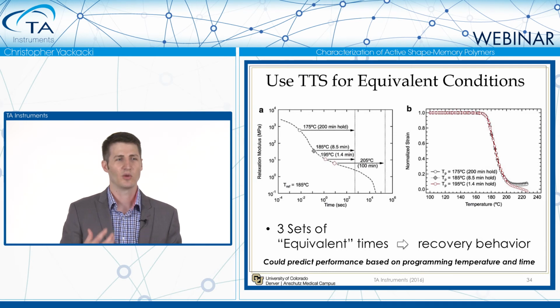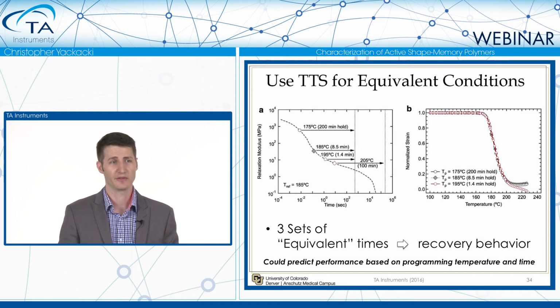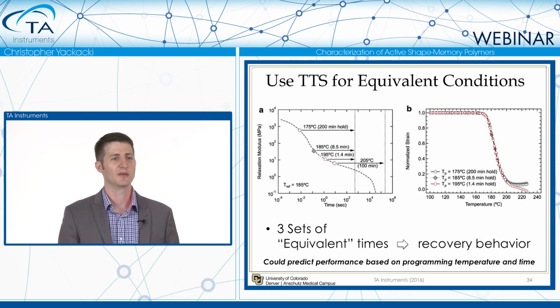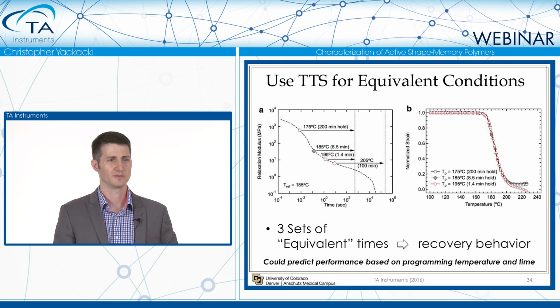If you take 175 and you hold it for 200 minutes, that would be the equivalent of starting at 185 degrees Celsius and holding it for only 8.5 minutes. Or starting at 195 degrees Celsius and holding it for 1.4 minutes. So those 3 sets of starting temperatures and holding times are all equivalent to each other. All right?